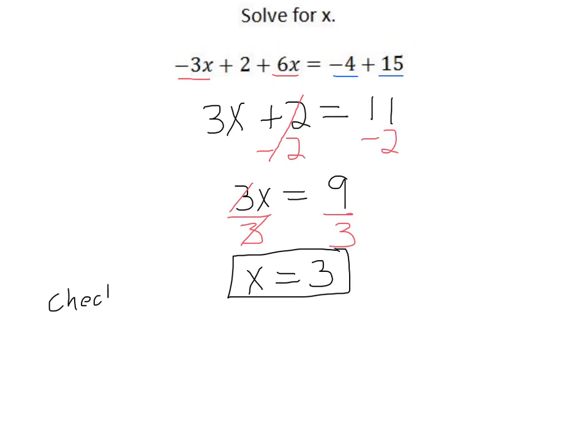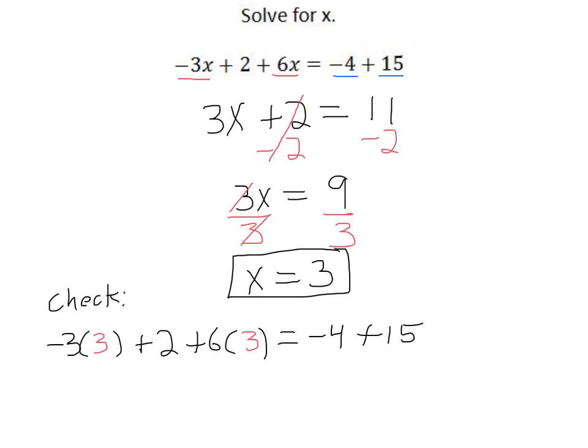Check. So our initial equation was negative 3, but I'm going to put in our 3 instead of x. So up in the initial equation, we have negative 3 and x, and now we have negative 3 and what I had for x, negative 3 times 3. I'll do that for each x. Next, plus 2, then plus 6 times 3 equals negative 4 plus 15.